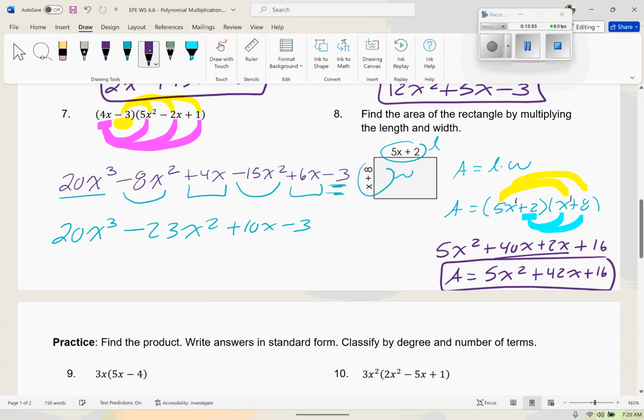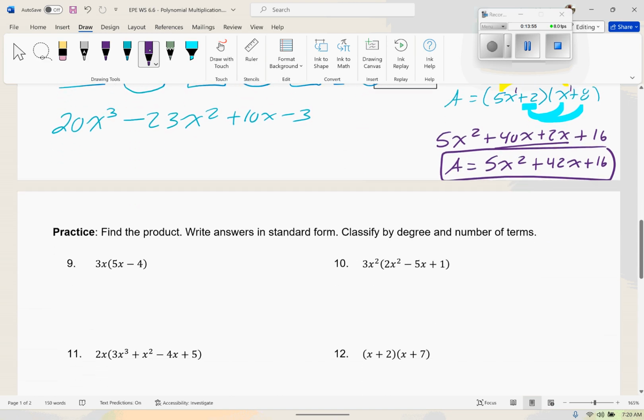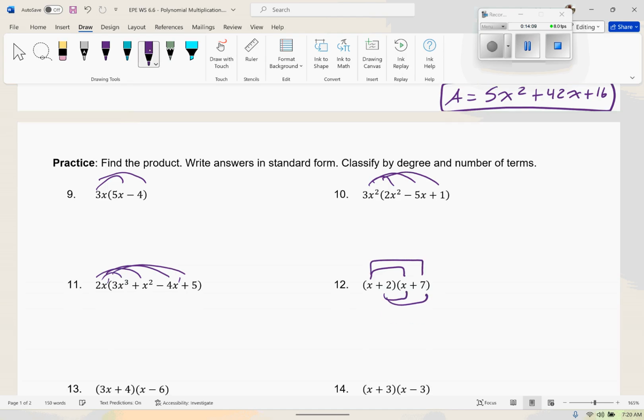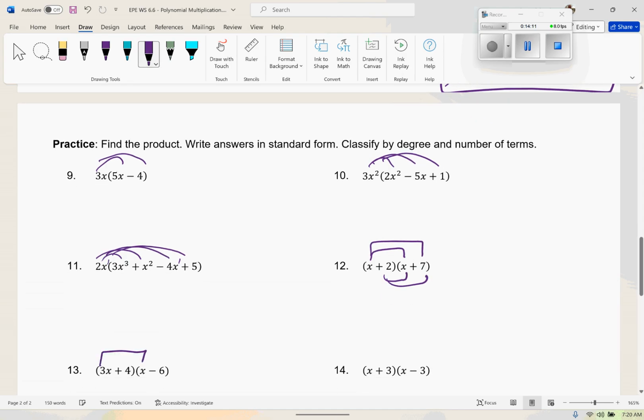So please complete the rest of this. So you remember you're distributing here and here. This one you're distributing all to those. This one you're distributing all there. Remember your x's are to the first power. This one is going to be a double distribute. So here, here, multiply here, here. Multiply here, here, here.